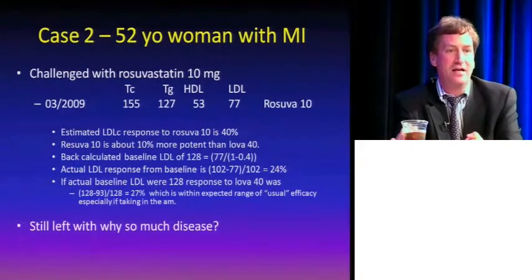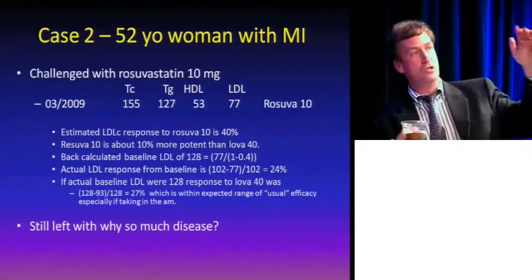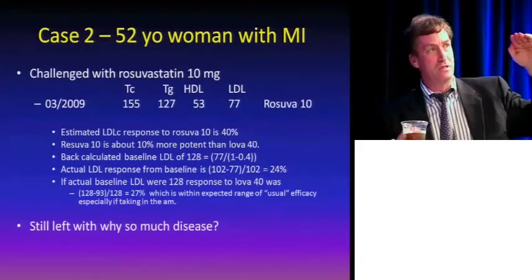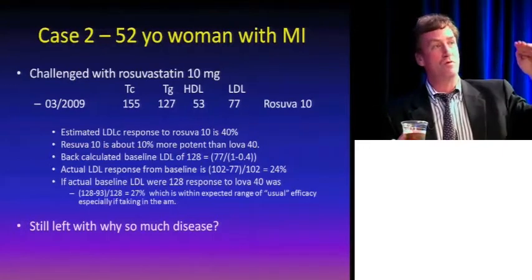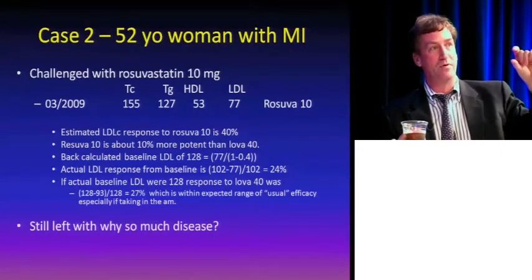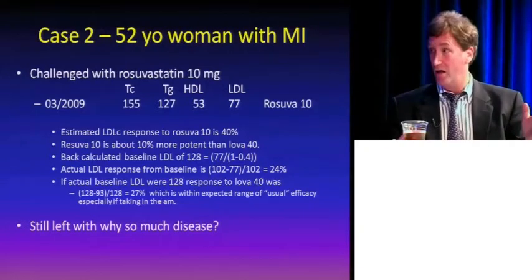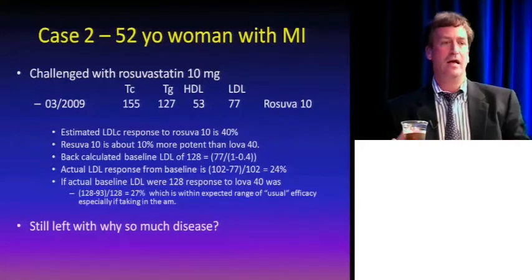If the actual baseline LDL were 128, the response to lovastatin 40 would have been 27%, which is within the expected range of the usual efficacy. So essentially, if you use your rosuvastatin to back calculate to get your real baseline, then apply the lovastatin 40 that she got originally, you come to about where you expect, 28% rather than 33% lowering. She's not a non-responder. She is taking the drug. Okay? It's just that her baseline LDL was actually not where it should have been. And that's where it left.